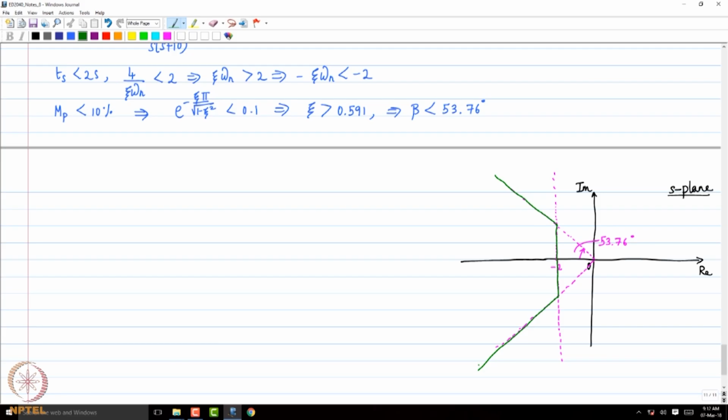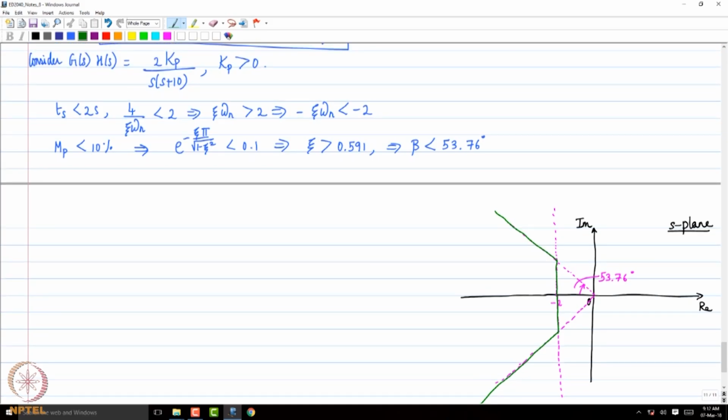Now, let us figure out what values of Kp would do this job, right? So that is what we want to do. So let us start our analysis. Our open loop transfer function is this, right, 2 Kp divided by s times s plus 10. So let us start constructing the root locus.